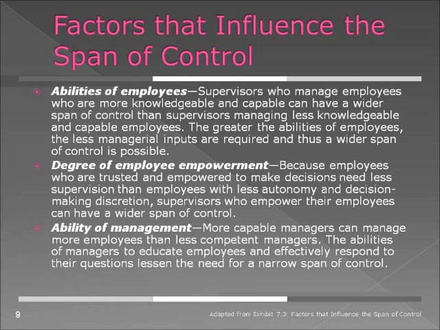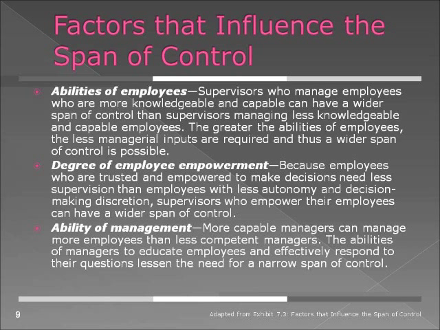Abilities of employees. Supervisors who manage employees who are knowledgeable and capable can have a wider span of control than supervisors managing less knowledgeable and capable employees. The greater the abilities of employees, the less managerial input is required, and thus a wider span of control is possible. Degree of employee empowerment.